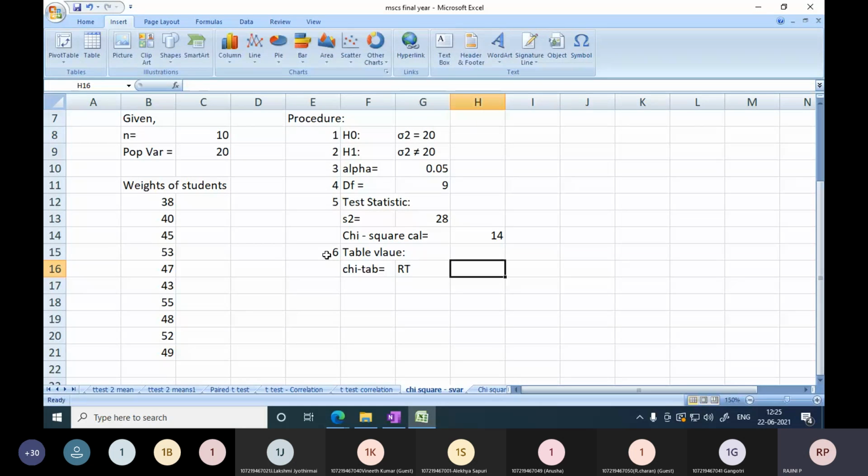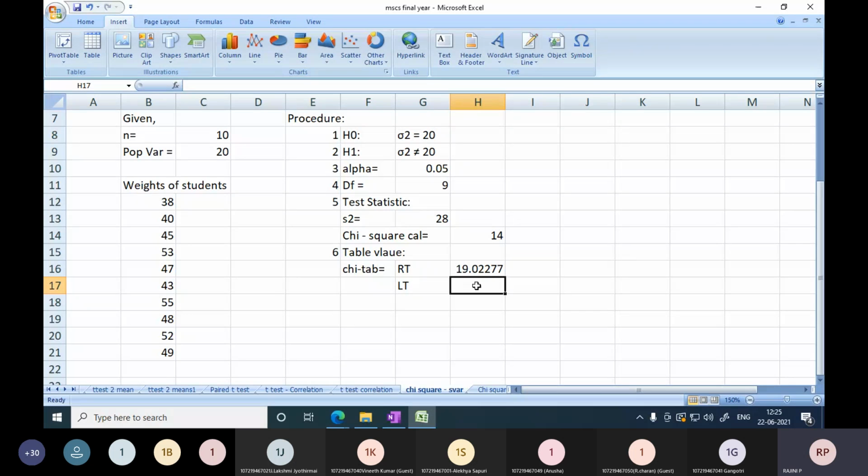So here write: for the right tail, the value is equal to chi-inv. We are in a chi-square distribution, so CHI-INV. Open the bracket. What is the probability? For the right tail, do we need alpha by 2 or 1 minus alpha by 2? Alpha by 2. Yes, alpha by 2, comma. Degrees of freedom is what? This 9. Close the bracket, enter. Do you understand, everybody?